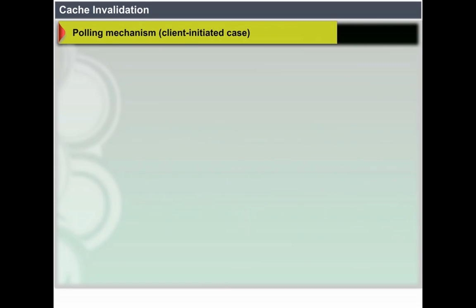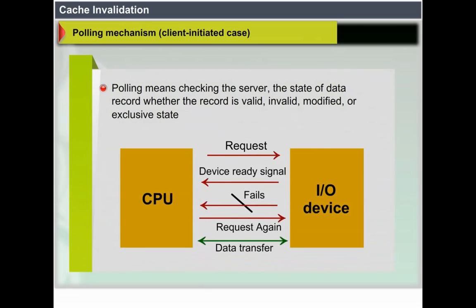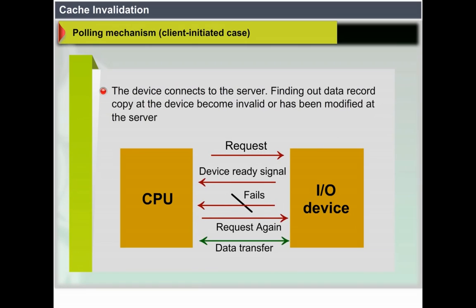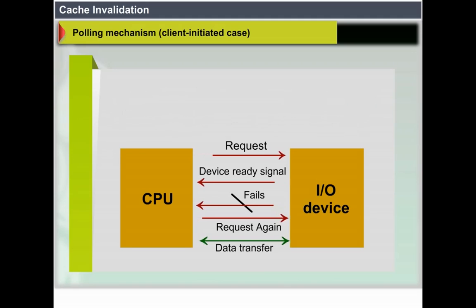Polling mechanism, client-initiated case. Polling means checking from the server the state of a data record, whether the record is valid, invalid, modified, or exclusive state. Each cached record copy is polled, that is, checked, whenever required. The device connects to the server and finds out whether the data record copy at the device has become invalid or has been modified at the server. If modified or invalidated, then the device requests the modified data and replaces the earlier copy.